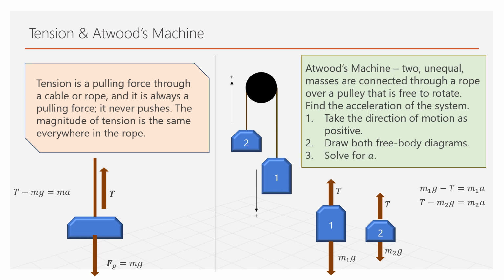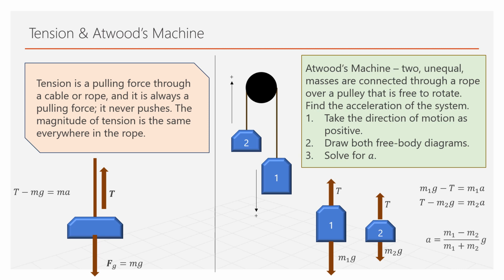The final task is to solve for the acceleration. This is easily done if we take those two equations and add them together. You can see that on the left-hand side we will get a difference of weights and the tensions will cancel. On the right-hand side, the masses will combine.